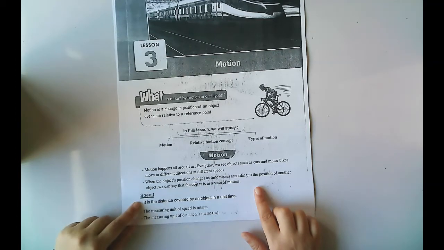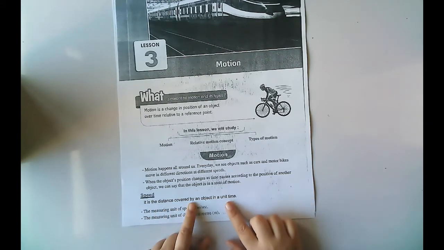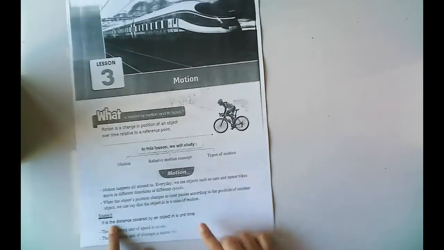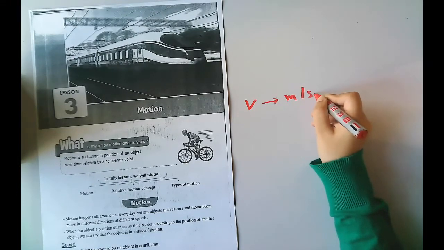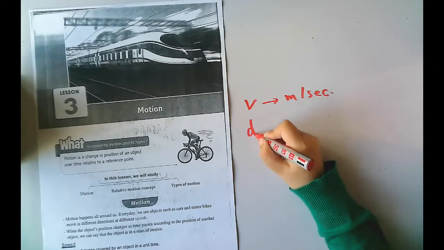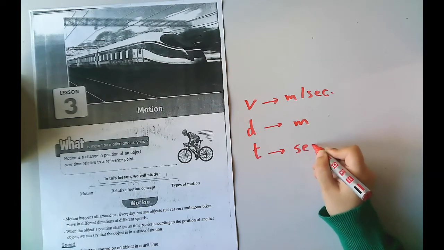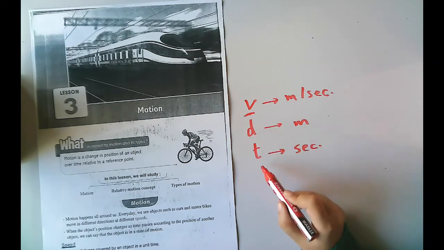What's meant by speed? Speed is the distance covered by the object in a unit time. So speed means change in the distance in a unit time. The measuring unit of speed is meter per second, the distance in meters and the time in seconds. So speed is the distance covered by the object in a unit time, or 1 second.